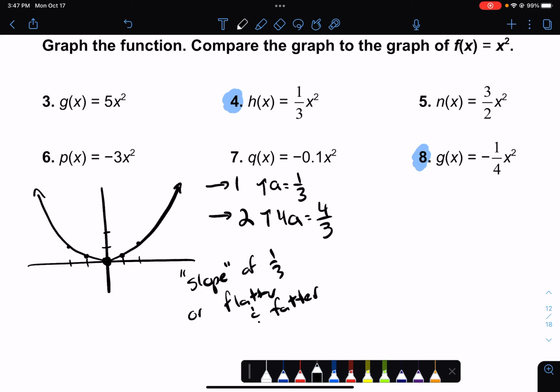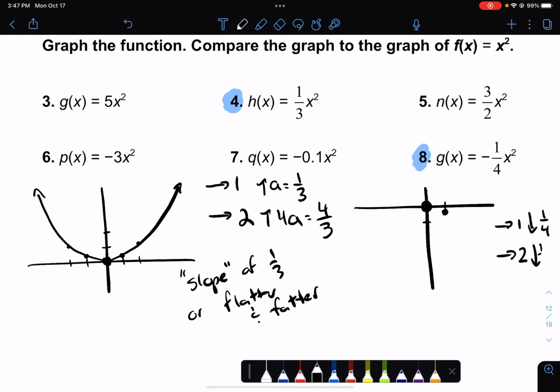Okay, 8 has a negative 1/4. Well, I know it's going to go upside down. It's going to start at 0, 0, and I'm going to go over 1 and down 1/4. So over 1, down 1/4 is even flatter than the other one. Then I'm going to go over 2, and I'm going to go down 1/4 times 4. 1/4 times 4 is 4/4, which is 1. So it's going to look like that.